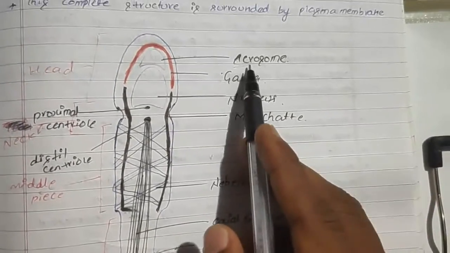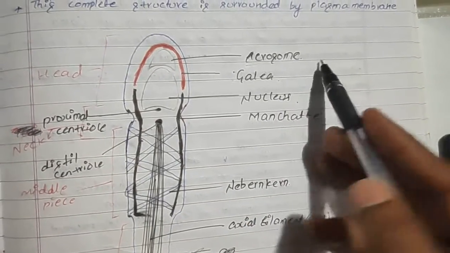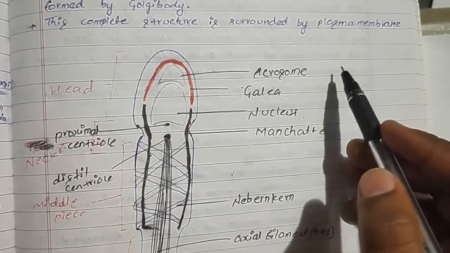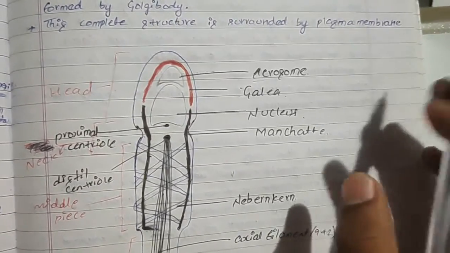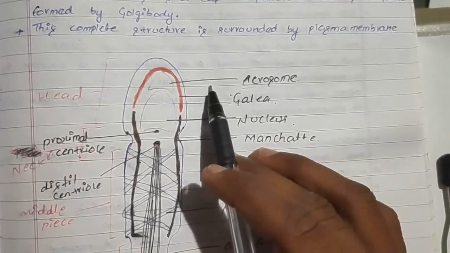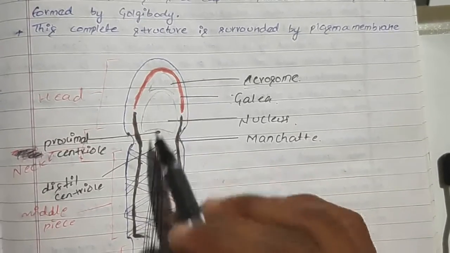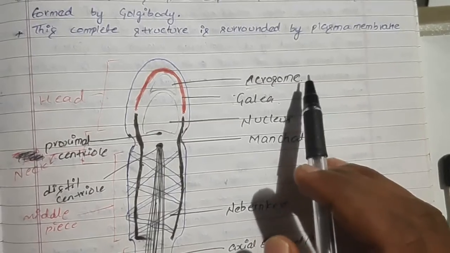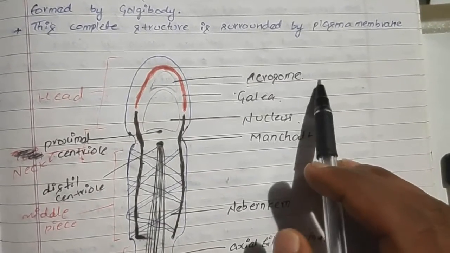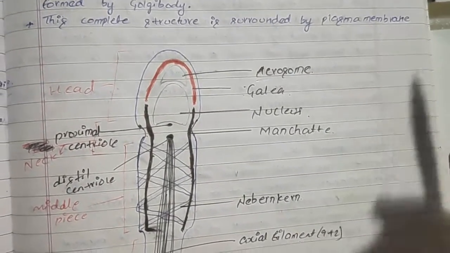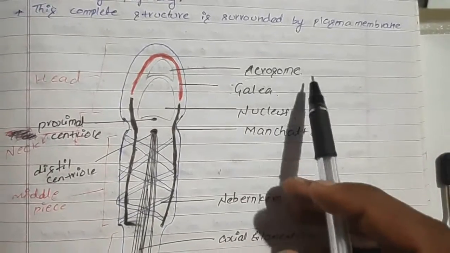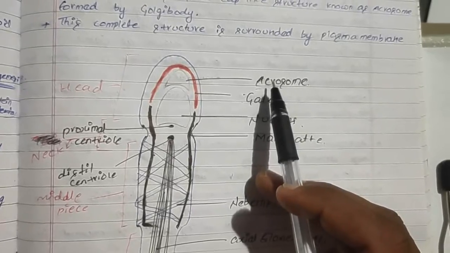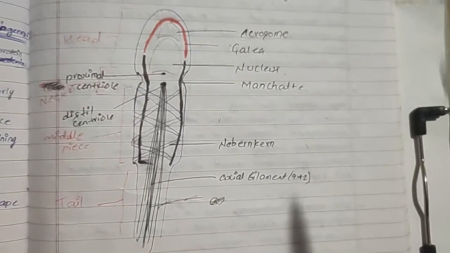and this acrosome produces the sperm lysin. This sperm lysin digests all the materials present around the ovum, and whatever obstacles come in the movement of this sperm are digested by this acrosome, which produces the sperm lysin. All the enzymes which are present around the egg are digested by the sperm lysin, which is secreted by the acrosome. This is the structure of the human sperm.